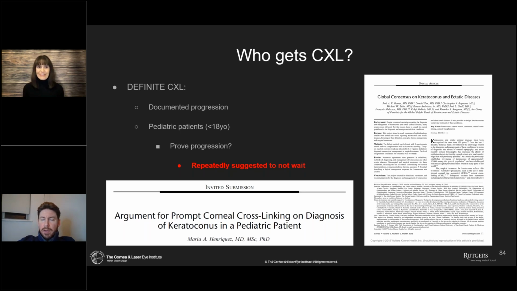Yeah, so really what we look at for cross-linking is documented progression of the disease. But also in the pediatric population, we don't wait to prove progression on this. In the literature, it has been repeatedly suggested not to wait. These individuals we know are at higher risk for more advanced disease. So these individuals, upon diagnosis, we'll have them cross-linked. But yes, documented progression, pediatric patients.